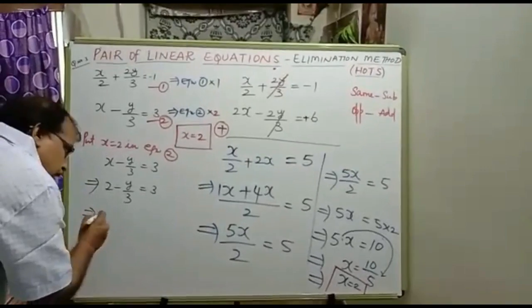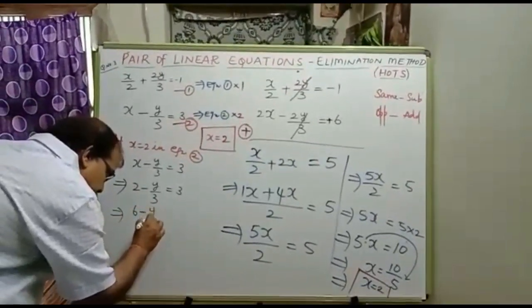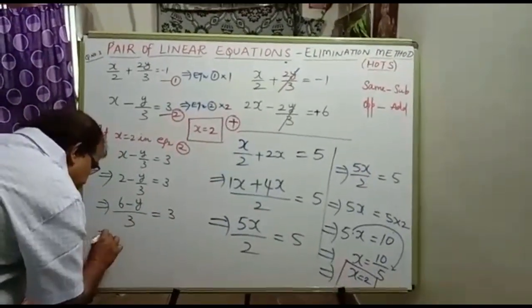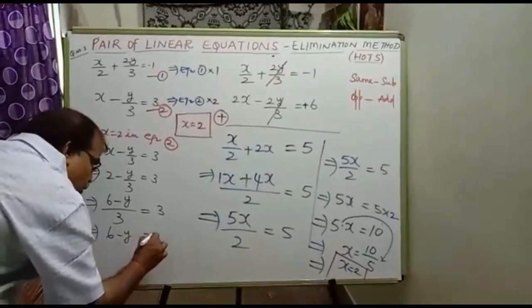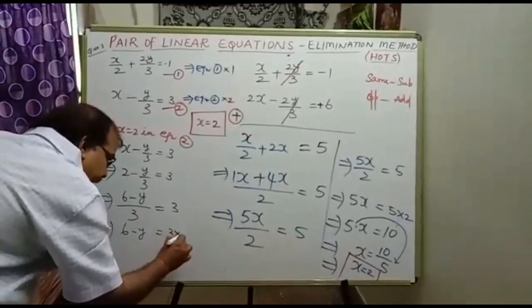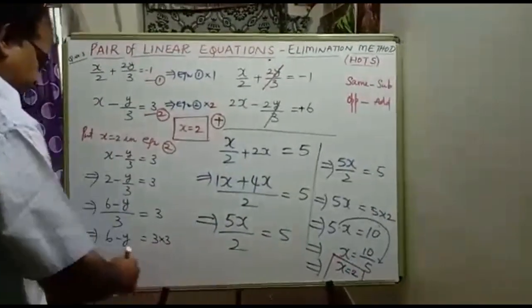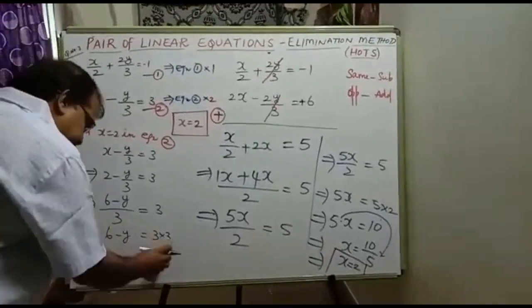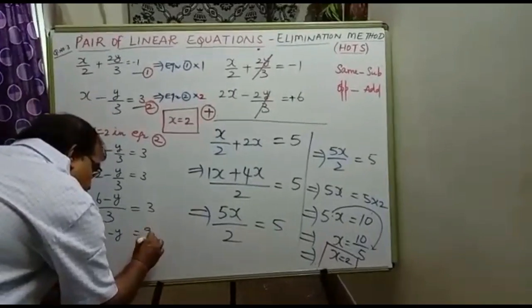Shortcut method, otherwise you can take LCM. 3 twos are 6. 6 minus y by 3 is equal to 3. That implies 6 minus y is equal to 3 into 3. 3 into 3 is equal to 9.